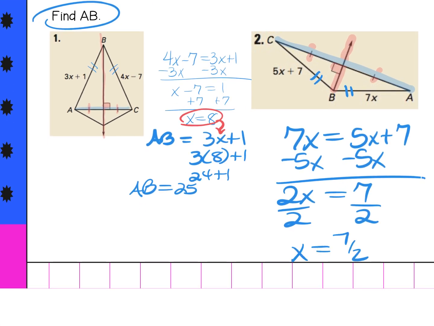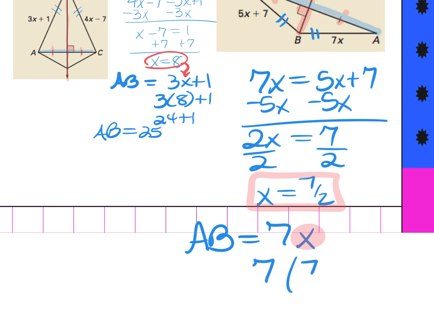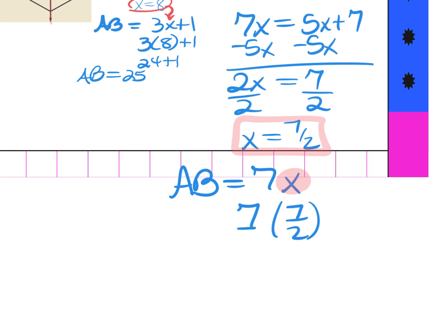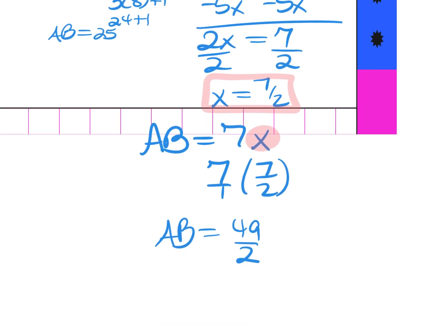Fractions are fair game on the quiz. Now what I'm going to do is it didn't ask me to find x, it wants AB. And remember, AB equaled 7x. So again, I'm going to take my newly found value of x. I'm going to plug it in. And I get 7 times 7 over 2. I can make my whole number 7 a fraction by putting a 1. And the length of AB is 49 over 2. I will accept that. You can also make it a mixed number or a decimal.